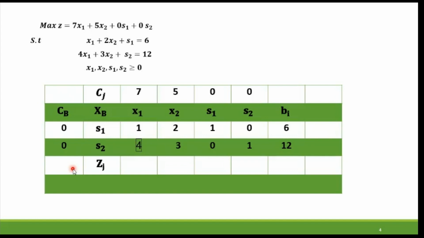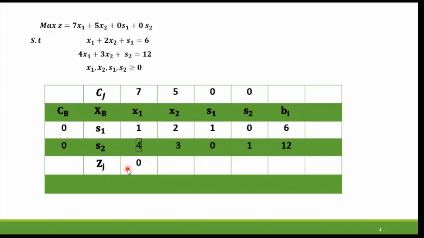Okay, उसके बाद हमको लिखना है ZJ. Now ZJ क्या होता है? For each column you have to write ZJ. We don't require it for BI column, but जितने variables हैं उसका हर एक का ZJ लिखना है. So what we will do is, now 0 is the CB and this is the corresponding X1. So 0 into 1 plus 0 into 4. It is summation of CB into XI column. ठीक है? 0 into 1 plus 0 into 4 हो जाता है 0.